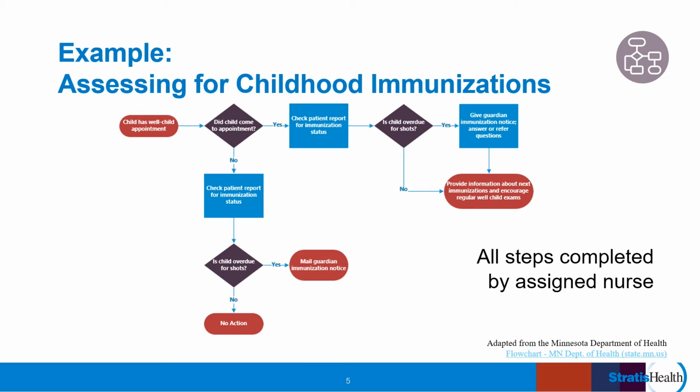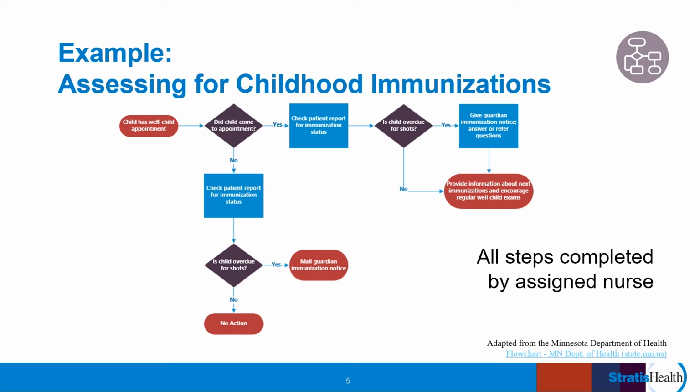If the child is overdue, the guardian is given an immunization notice and staff answer or refer any questions the guardian has. Once this is complete, or if the child is not overdue at this time, the guardian is provided information about next immunizations and encouraged to continue regular well-child exams.